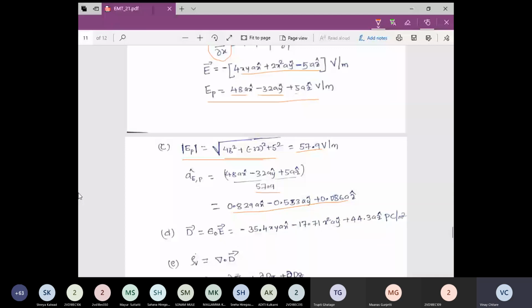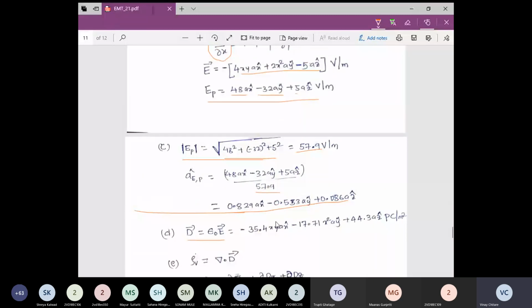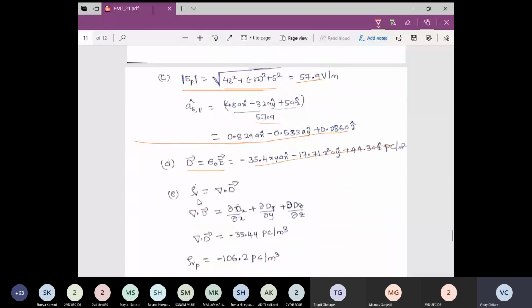Okay. And next we need to find the D field. We know that given the E field, we can find the D field. So the D field at that particular point is, you multiply this particular E field with epsilon naught, and you will get the D field. Okay. So next thing was to find rho V.